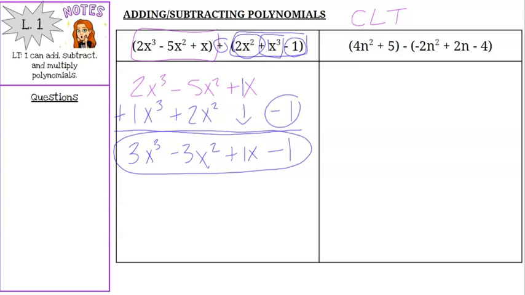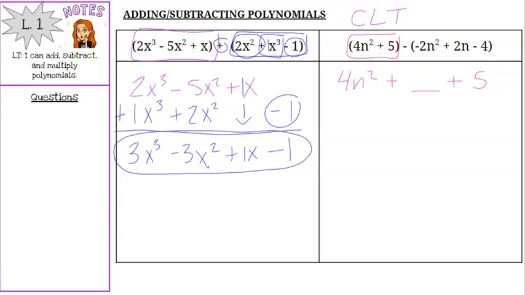Now with subtraction of polynomials, it's just one extra step. We're still going to do the same process. We're going to start with lining up our variables. So we have 4n squared plus 5. So I'm going to leave a spot for the n's, and then I'm going to put plus 5, because we don't have anything with just an n power, but we do have that n squared and the 5.